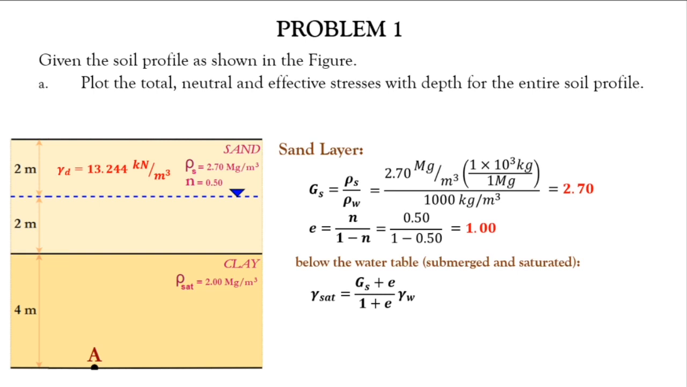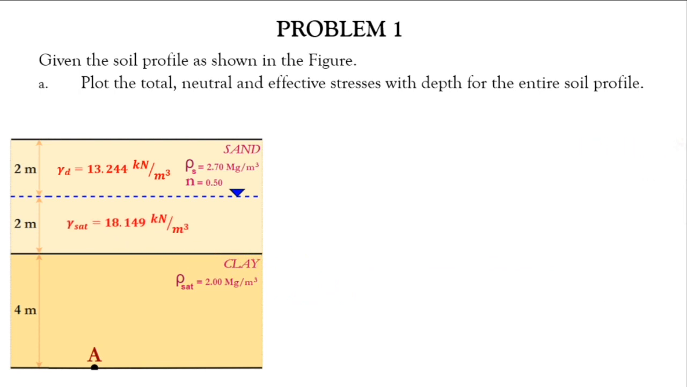We already have complete values. We just input Gs, e, and gamma water, and then we will have the value for the saturated unit weight of the sand below the groundwater table. That is 18.149 kilonewton per cubic meter. This is applicable only to the sand below the groundwater table.